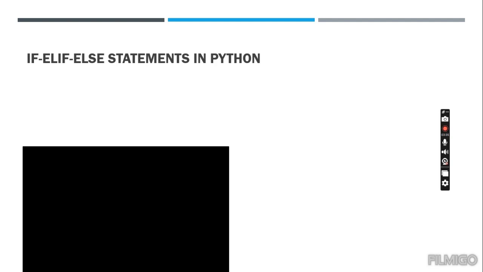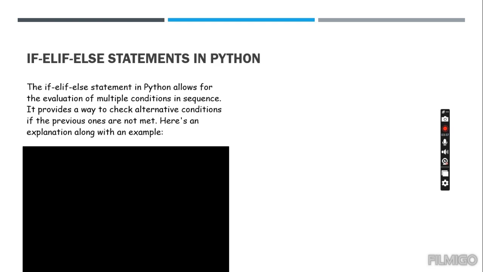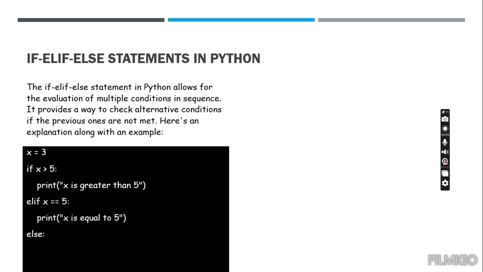The if-elif-else statement in Python allows for the evaluation of multiple conditions in sequence. It provides a way to check alternative conditions if the previous ones are not met. Here's an explanation along with an example. Example. Python: x = 3, if x > 5: print "x is greater than 5", elif x == 5: print "x is equal to 5", else: print "x is less than 5".